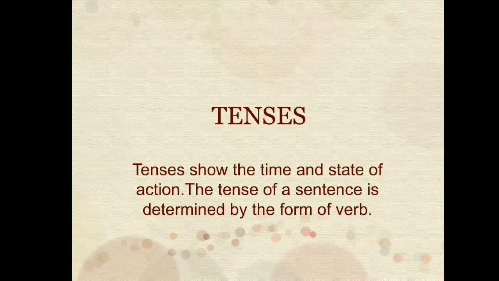Tenses show the time and state of action. A tense tells us when some action is done. The tense of a sentence is determined by the form of verb. In other words, we can identify tense rule by identifying the verb.